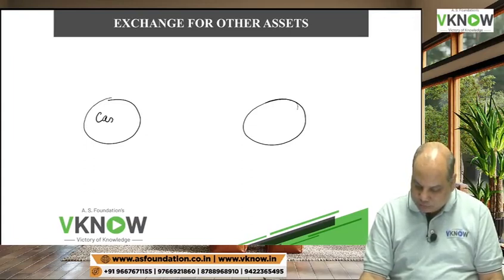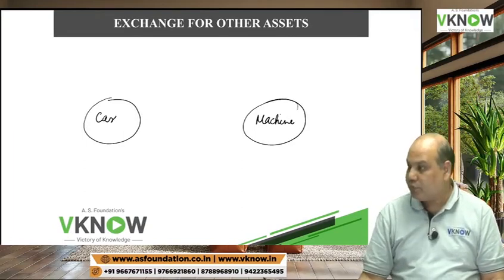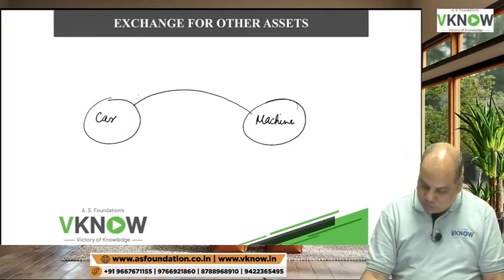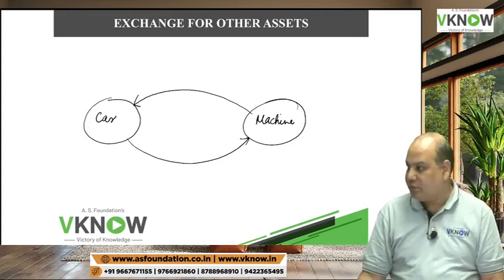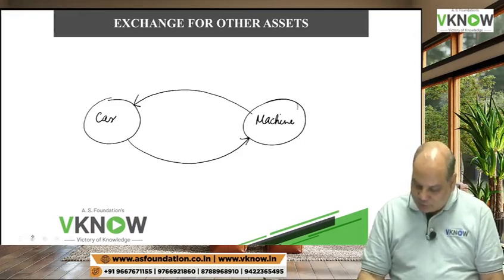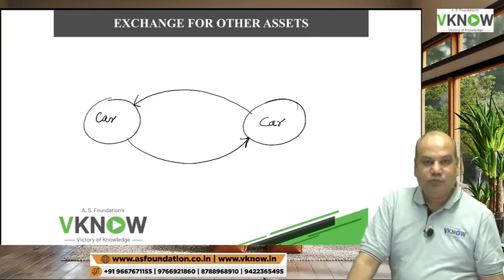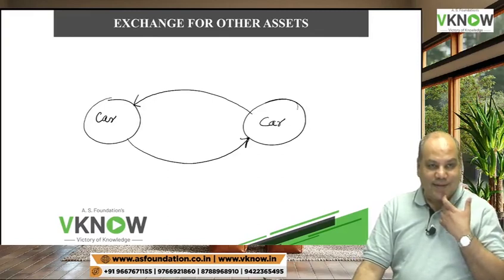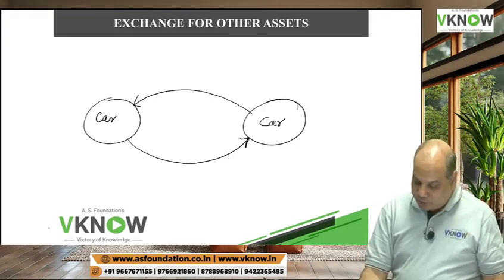Suppose this is a car and this is a machine. Car acquired, machine given. Or for example, it can be car acquired, car given, an exchange offer. When you go to purchase a car, normally they will say if you have an old car, you can bring it to us also.